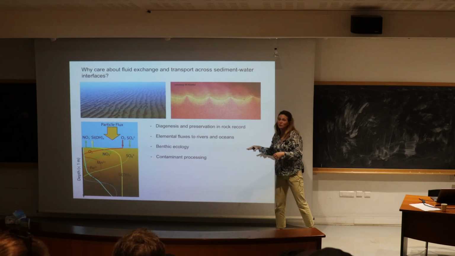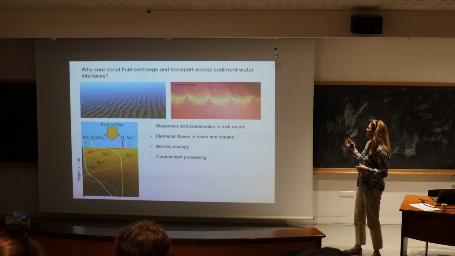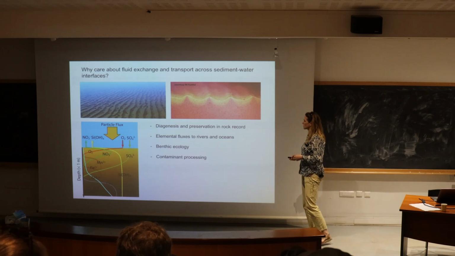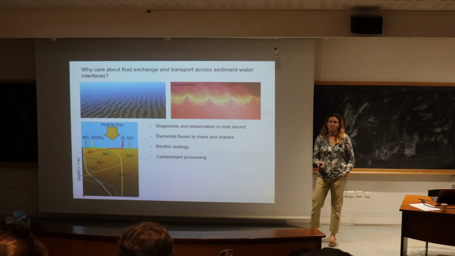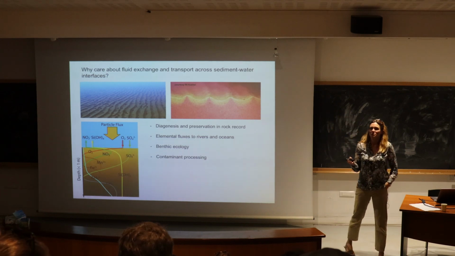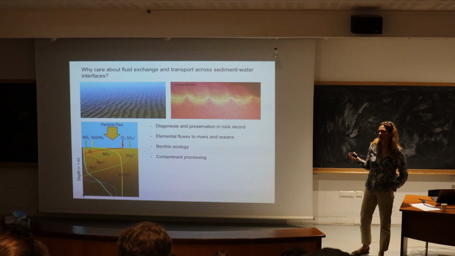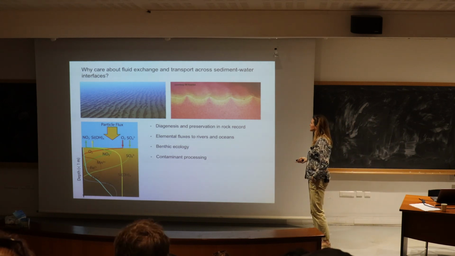Elemental fluxes to rivers and oceans are controlled by the transformations that happen at this interface. It's important for benthic ecology and something that our group has spent some time thinking about, contaminant processing. So when you, for example, get a pollutant in a stream, how long is it going to stick around, due in part to that residence time in immobile zones like the stream bed sediments.